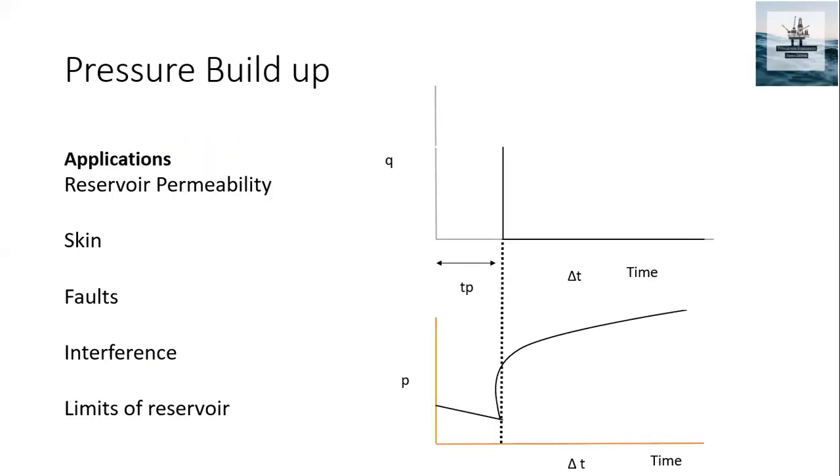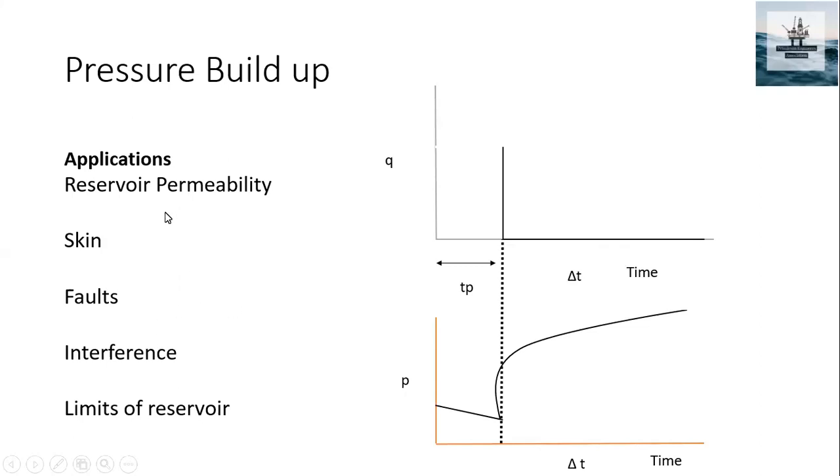So you can see the pressure has been reduced during the production period. Then after that, you can observe that pressure will start to rise. While it is rising, we are going to measure the parameters by observing this. So delta T is the time during the shut-in period. You can observe the rise of pressure over here. And if you have the data of pressure as well as shut-in time, then you can see these graphs. Based on that, we can identify different parameters like reservoir parameters, skin, fault, interference, limits of the reservoir.